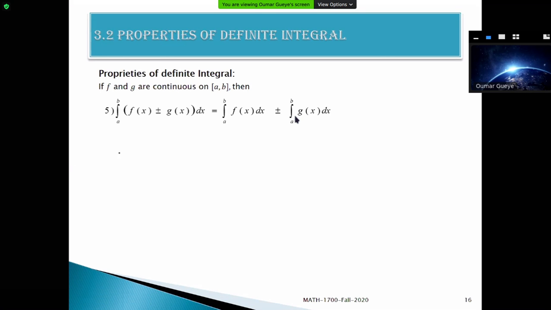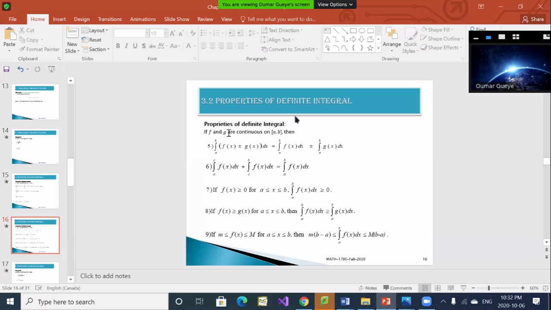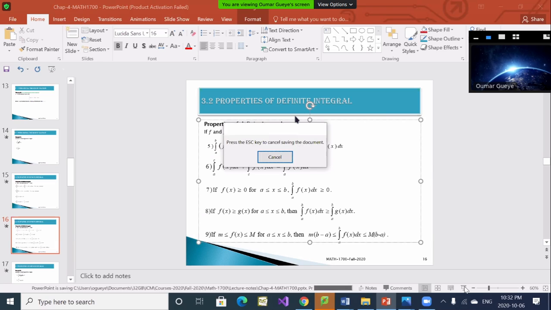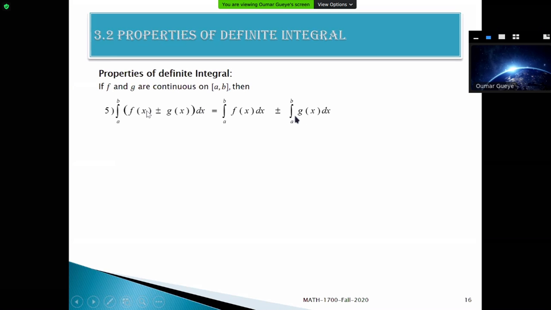All right, the next property is, again, the same thing. We still have our two functions continuous, which means integrable. And the fifth property says the integral of a sum is equal to the sum of integrals, and the integral of a difference is also equal to the difference of integrals. It means when you want to integrate a summation of functions, you have to integrate term by term.